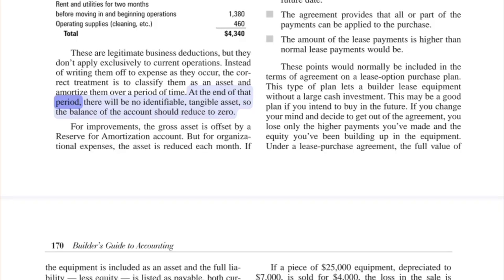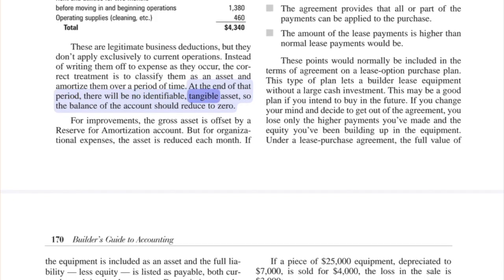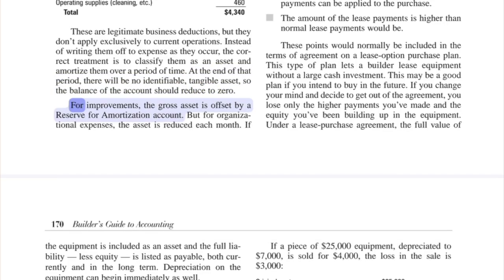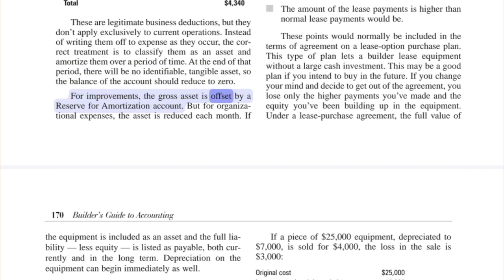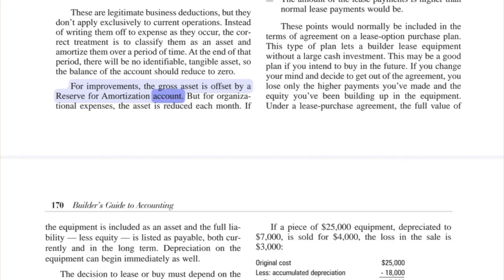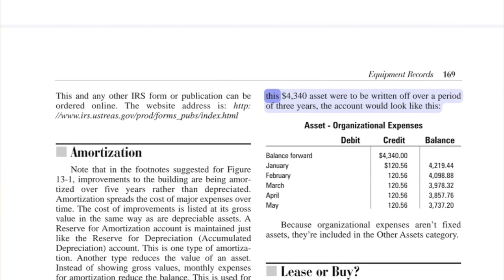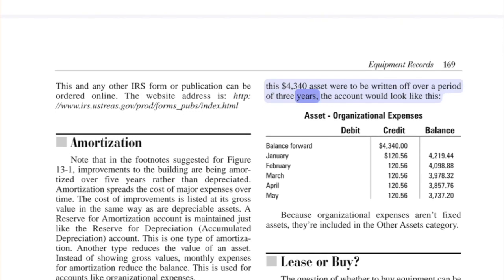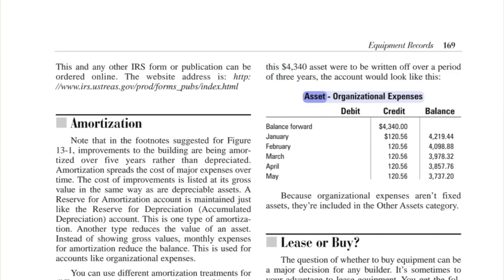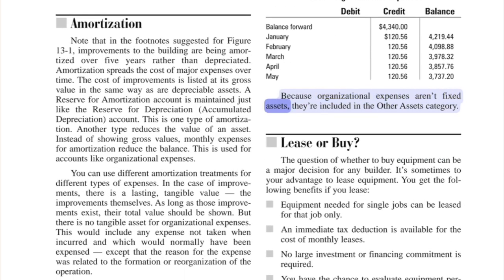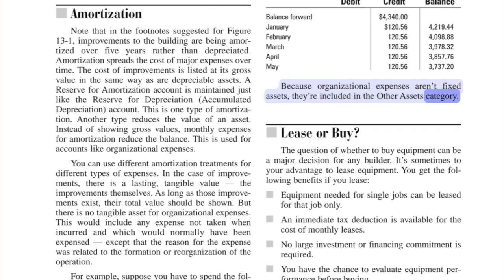At the end of that period, there will be no identifiable, tangible asset, so the balance of the account should reduce to zero. For improvements, the gross asset is offset by a reserve for amortization account. But for organizational expenses, the asset is reduced each month. If this $4,340 asset were to be written off over a period of 3 years, the account would look like this: asset, organizational expenses. Because organizational expenses aren't fixed assets, they're included in the other assets category.